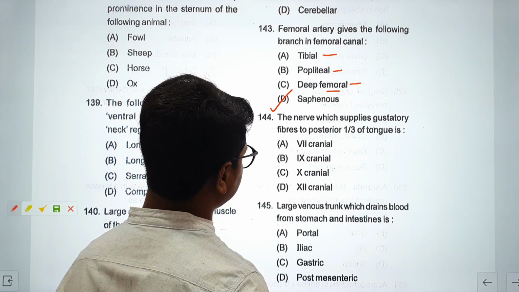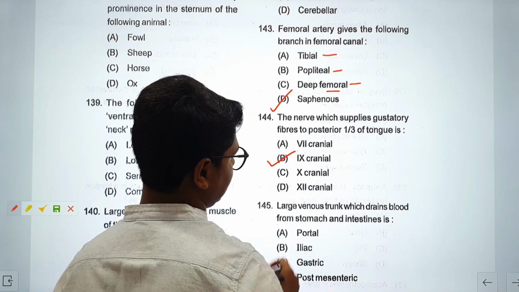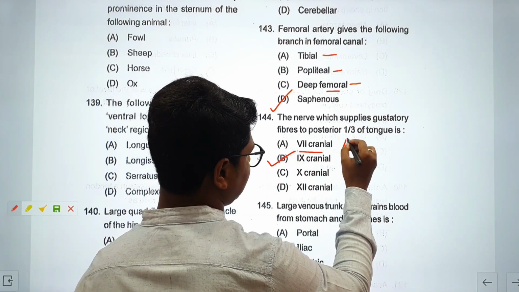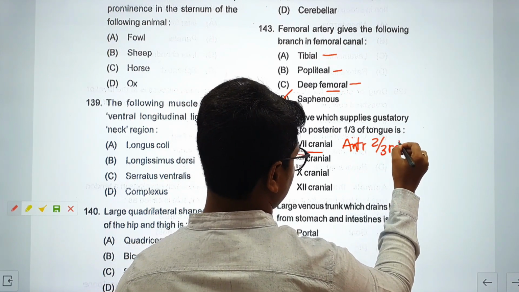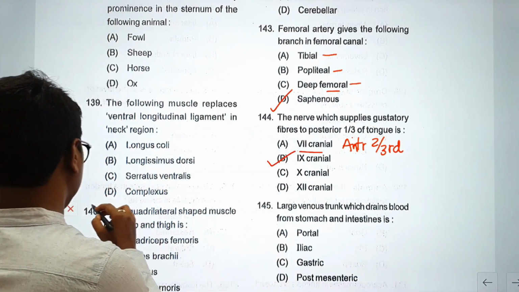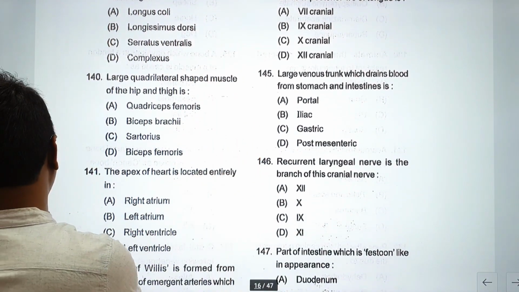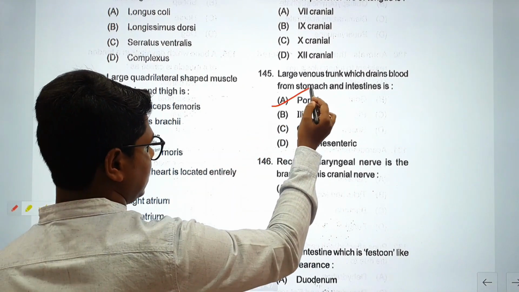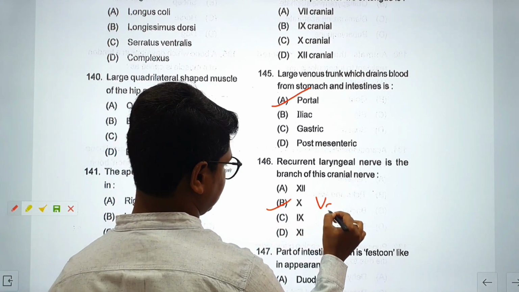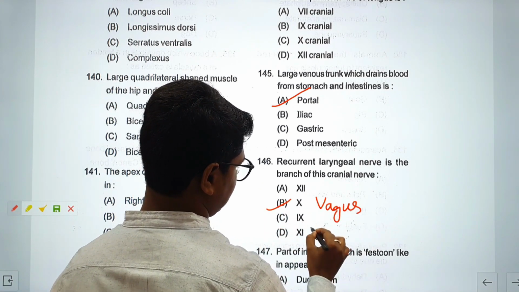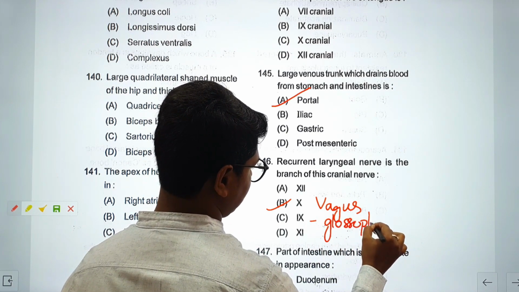The nerve which supplies gustatory fibers to posterior 1/3 of tongue is the 9th cranial. Okay, 9th cranial. The 7th cranial gives the anterior 2/3. Anterior 2/3. Large venous trunk which drains blood from stomach and into portal circulation: portal vein. Recurrent laryngeal nerve is the branch of the 10th. 10th is vagus. 9th is glossopharyngeal.